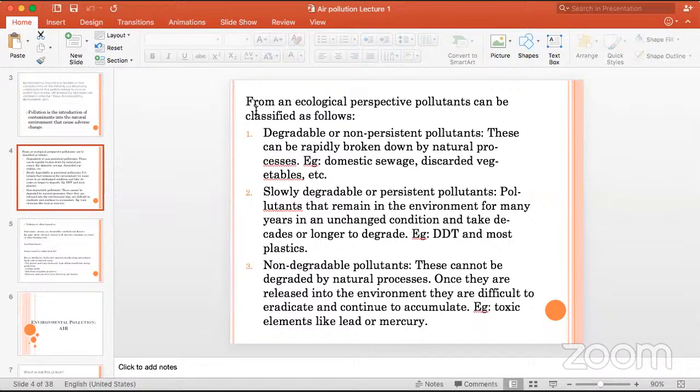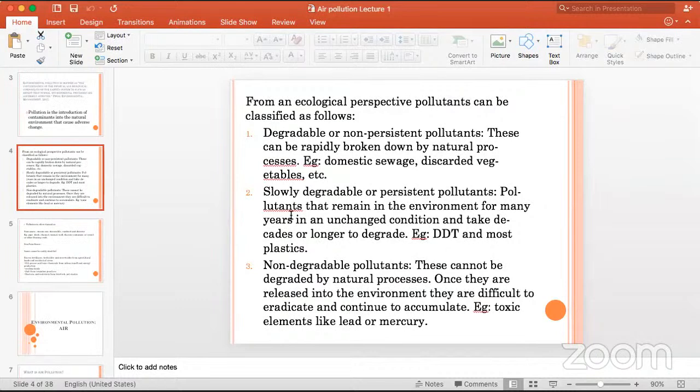Yes. Do we have any volunteer? Yes, Maitreyi. Can someone read the screen so I know that you're paying attention? Yes, Ekta. Okay, Ekta, can you read the three types of pollutants?